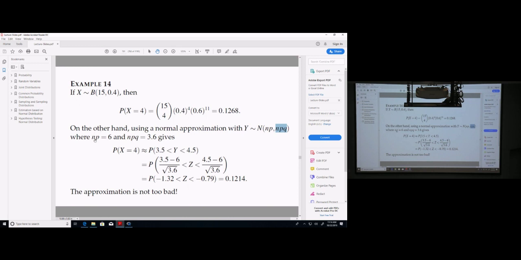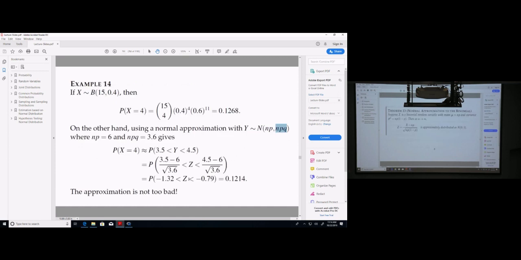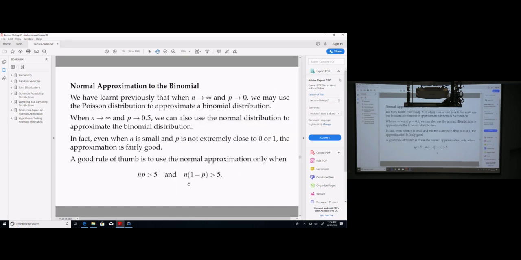So now n times p is 6, and the variance is 3.6. And if you really want to check n times (1 minus p), n is 15 and 1 minus p is 0.6, all right? So that would be 9, so that would be fine.